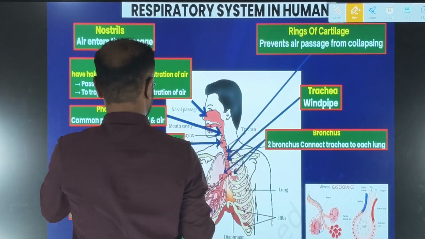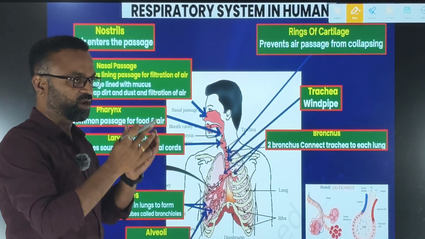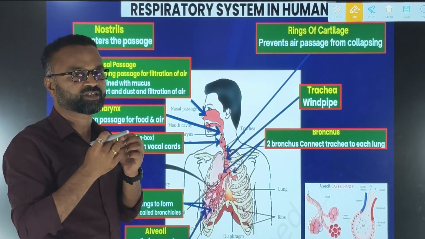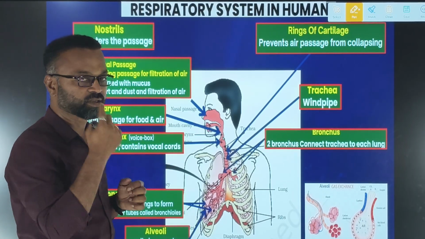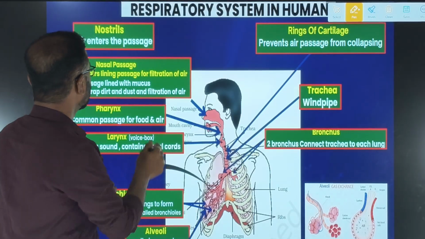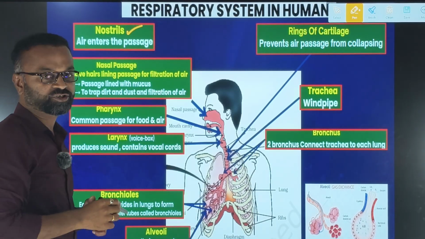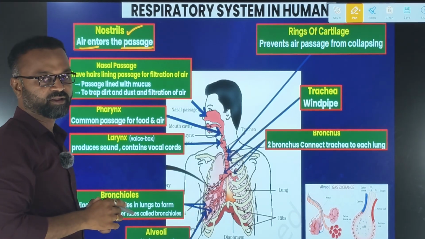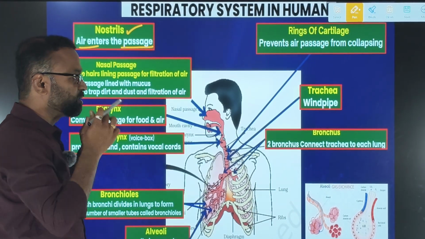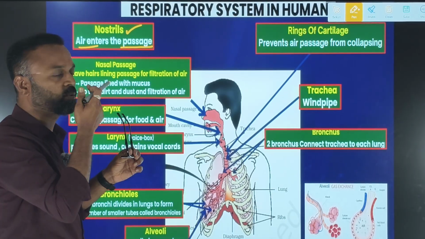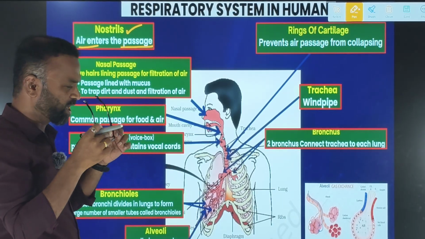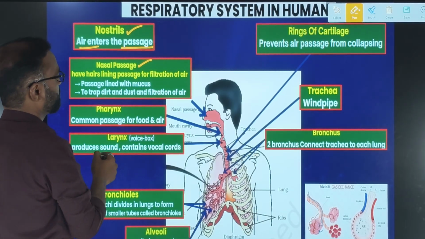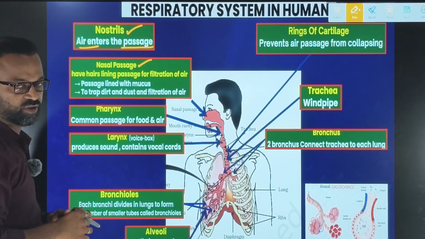Now see here. The air that we are inhaling will enter into the respiratory system through the nostrils. These two holes we can see, those are called as what? Nostrils. That is where the air enters the respiratory system or the passage. Next, this region where the two cavities are, that is called as what? Nasal cavity or the nasal passage.